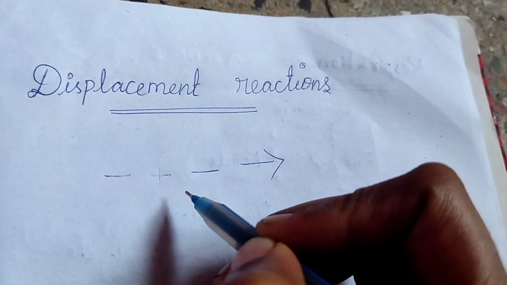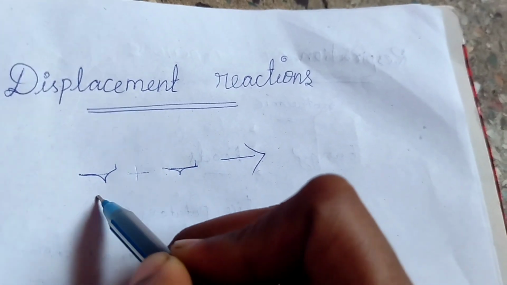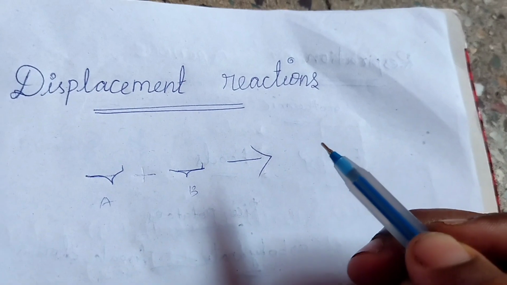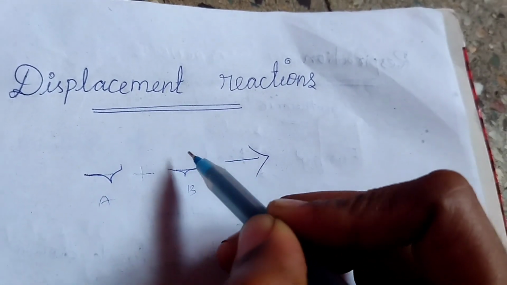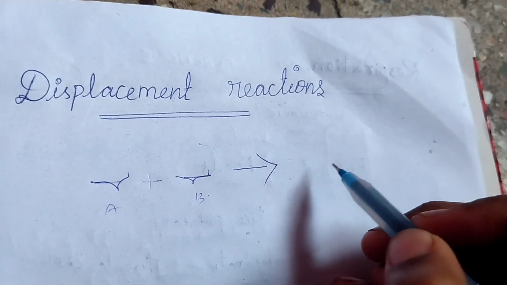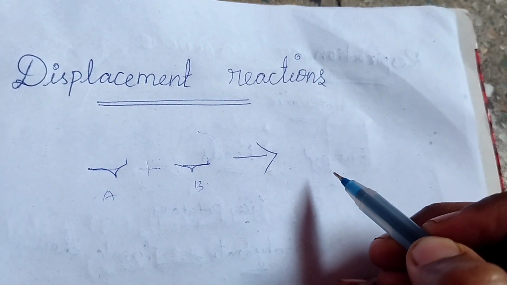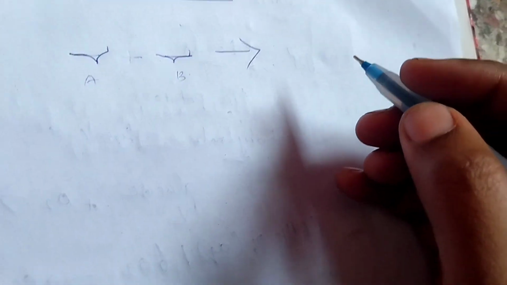In this reaction, we take reactant A and reactant B. Any element is going to displace or remove another element which is present in the other reactant, and that is known as a displacement reaction. Now I will explain this with one example.